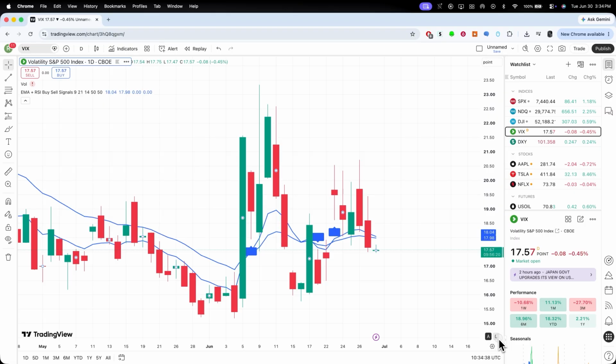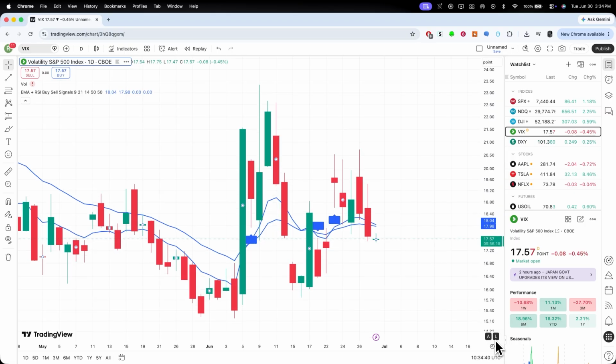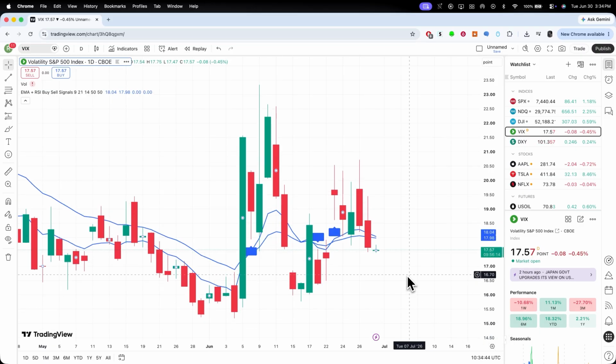You can also try clicking the L button to switch between linear and logarithmic scale. While this doesn't directly fix frozen data, it can correct charts that appear distorted or difficult to read. If the chart is still not moving, refresh the TradingView page or reopen the desktop app.